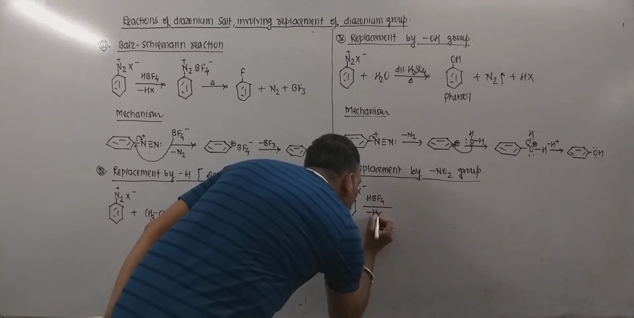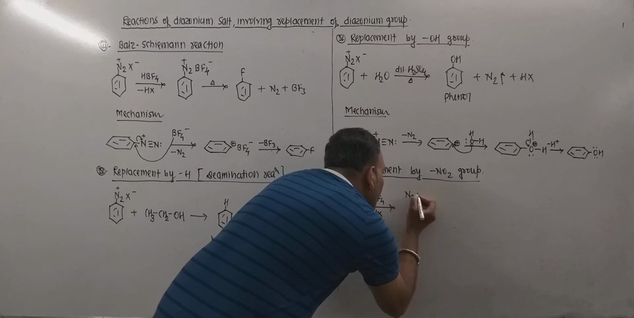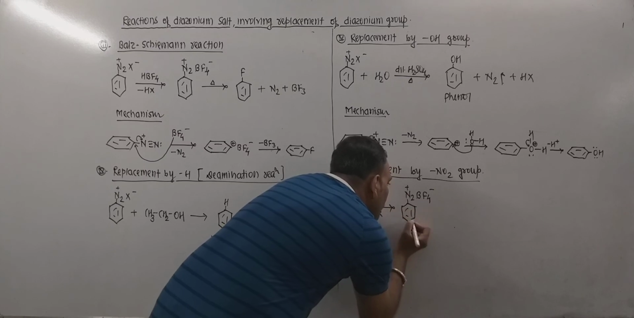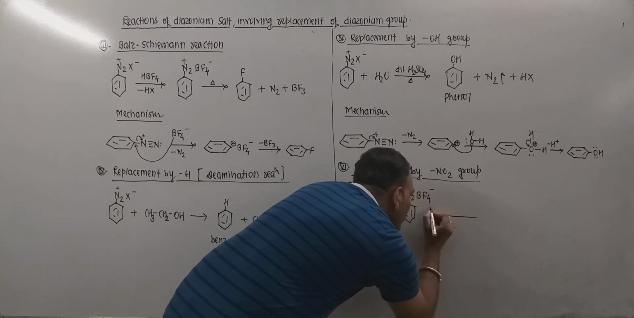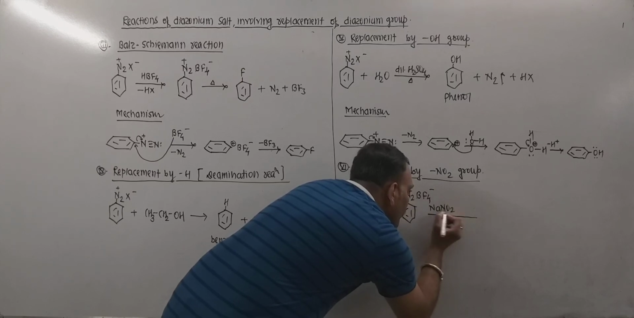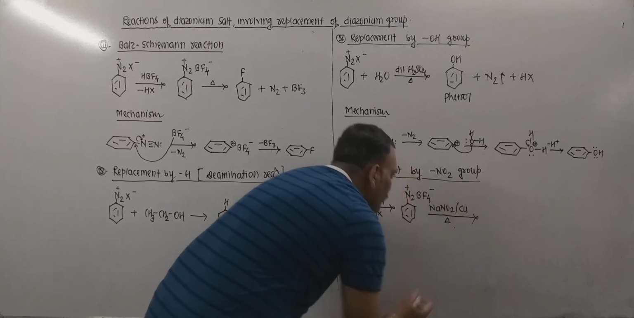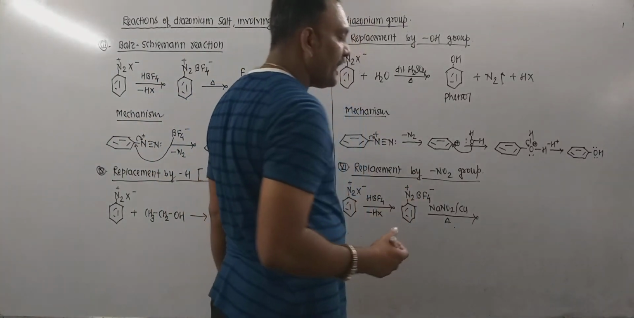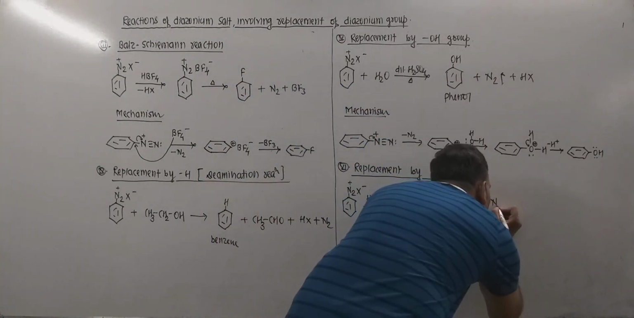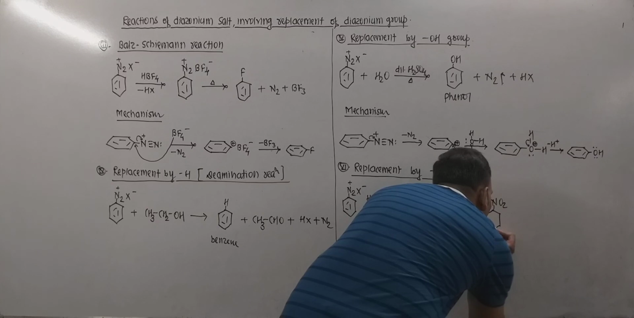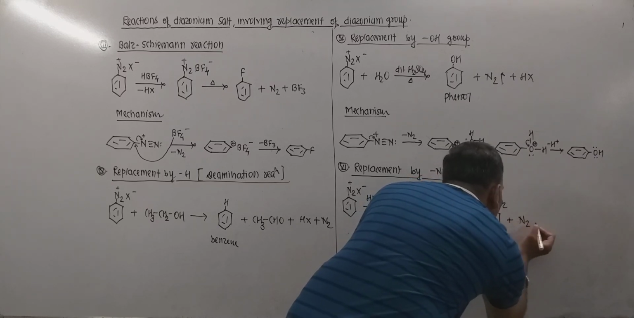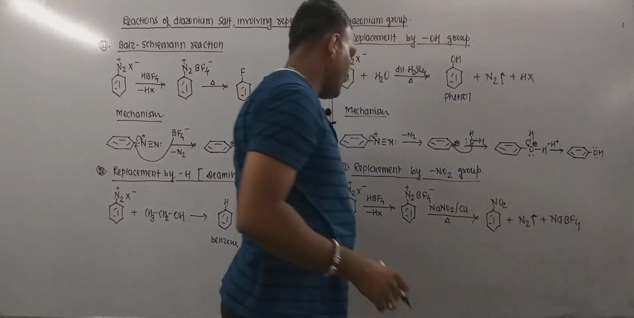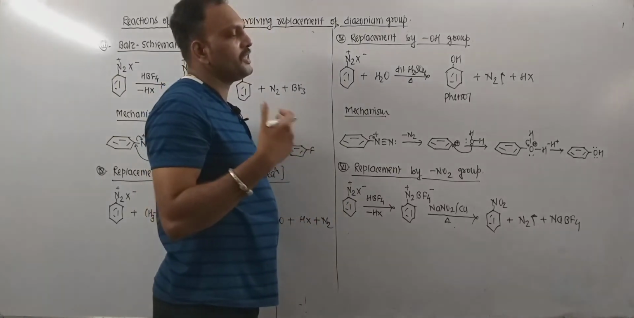Thereby departure of the halo acid takes place, which leads to the formation of another diazonium salt, which we call benzene diazonium fluoroborate. Now this benzene diazonium fluoroborate is to be treated with NaNO2 in the presence of copper powder. So when we heat benzene diazonium fluoroborate with sodium nitrite and copper powder, that leads to the formation of our derivative, that is, nitrobenzene is received ultimately with the liberation of N2 and NaBF4. In this way the diazonium group may get replaced by NO2.